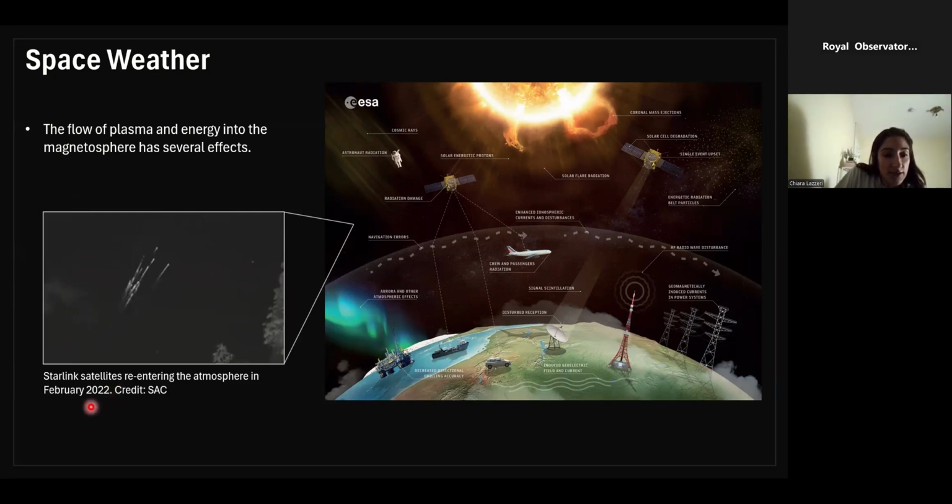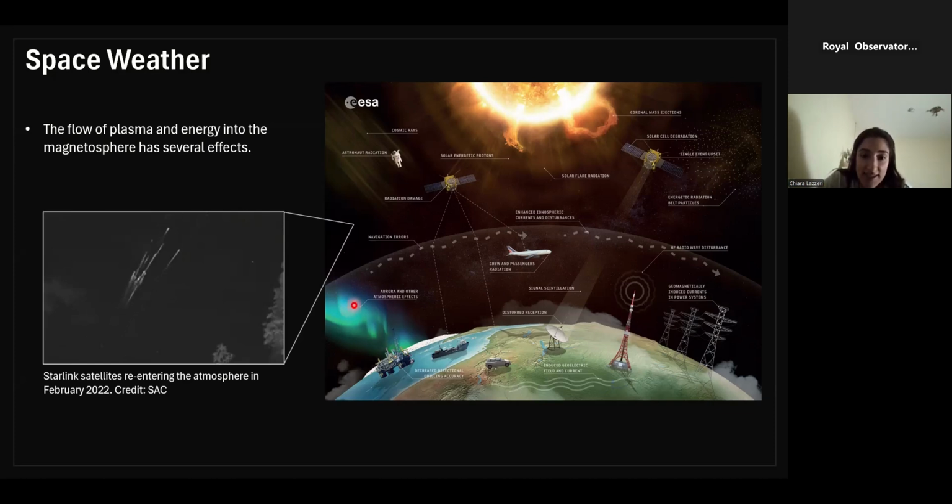This video here was taken in February 2022, when Starlink launched a few of their satellites that were meant to reach orbit. But this happened during a geomagnetic storm, so the satellites never reached their orbit and re-entered the atmosphere. And I believe about 40 spacecraft were lost that day. So it can be a serious problem.